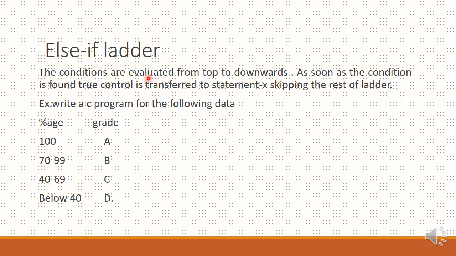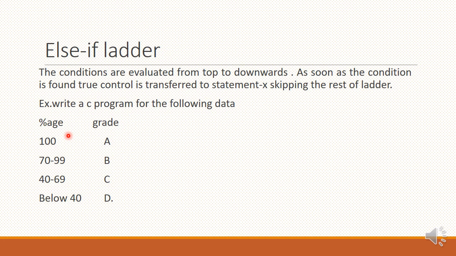The conditions are evaluated from top to downwards. That is also very important. You should know from where to where this is going to evaluate. This is going to evaluate from top to downwards. As soon as the condition is found true, control is transferred to statement X, skipping the rest of the ladder. So the same thing I have explained till now, I have written in the form of sentences here. Okay, let us write a C program for this.